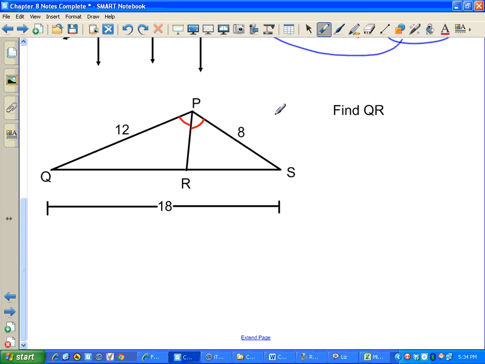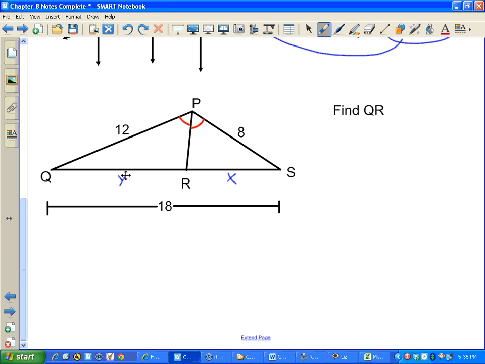Here's the last one. So I've got an angle bisector, because these two angles are congruent. This is 18. Now that's the whole thing. I need to know what these pieces are. So I'm going to assign one of them a variable. I'm going to say this is x. And now I don't want to call this y, because then I'm going to have 2 variables in my proportion. I'm not going to be able to solve for them.